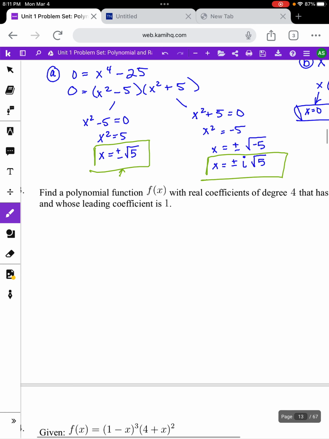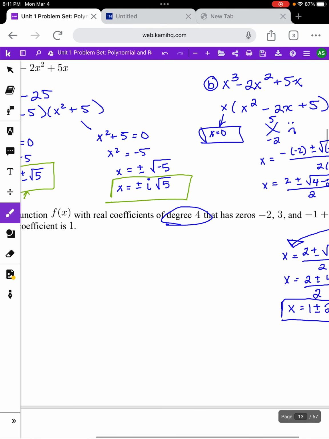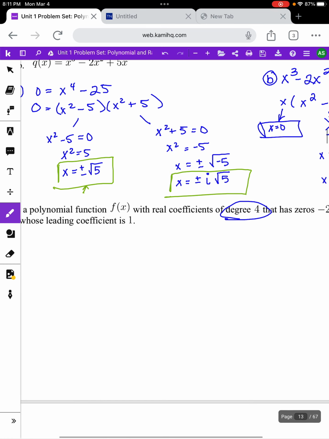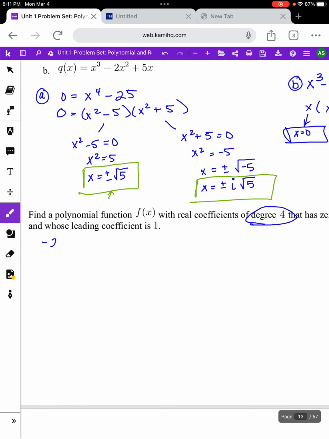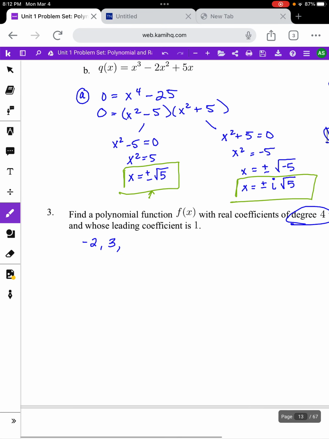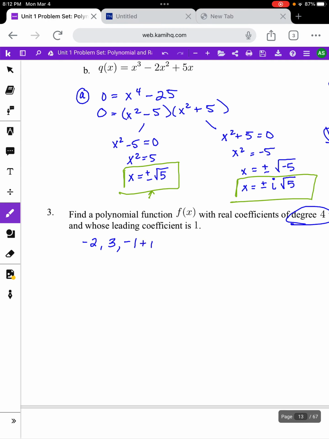Find the polynomial function f of x with real coefficients, so something of degree 4 that has those zeros and a leading coefficient of 1. Okay, so my zeros, just so I can write everything, are negative 2, 3, and negative 1 plus i. If it's negative 1 plus i, then negative 1 minus i also has to be a solution because complex numbers come in pairs.